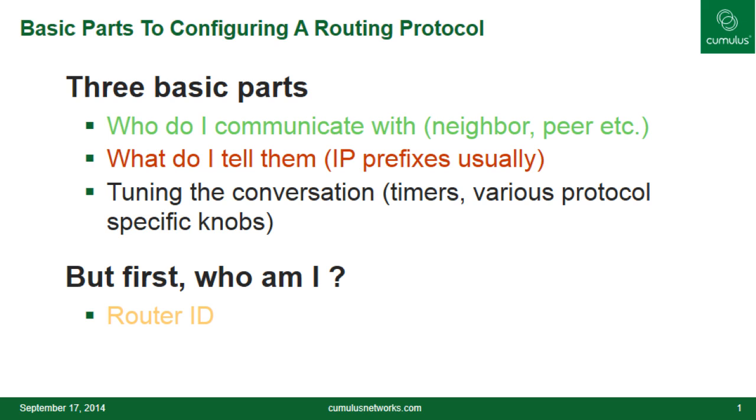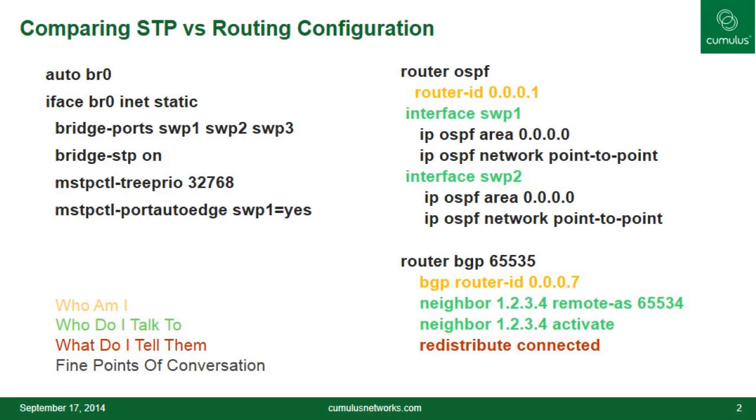And let's see what this means with respect to someone who's coming from a layer 2 world going into a layer 3 world. On your left is a spanning tree configuration. It's a very simple spanning tree configuration. And on the right is a routing configuration. And somebody who looks at the left and the right says, oh my God, I see more lines. But actually there are 2 different pieces of configuration on the right side. There's an OSPF configuration and there's a BGP configuration.